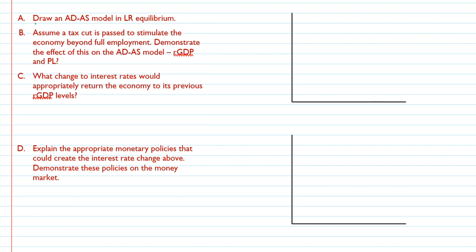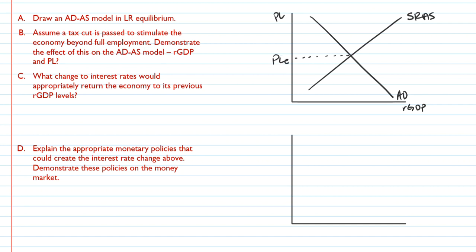So first instruction, draw an ADAS model in long-run equilibrium. Our ADAS model puts price level versus real GDP. It has an upward sloping SRAS curve in the short run and a downward sloping aggregate demand curve. And these two are intersecting at PLE and at Y. So to make this a long-run equilibrium, we want to make sure we come through and drop in our long-run supply curve so that the output level at real GDP in the short run is YP, or Y potential, for long-run output at any given moment.